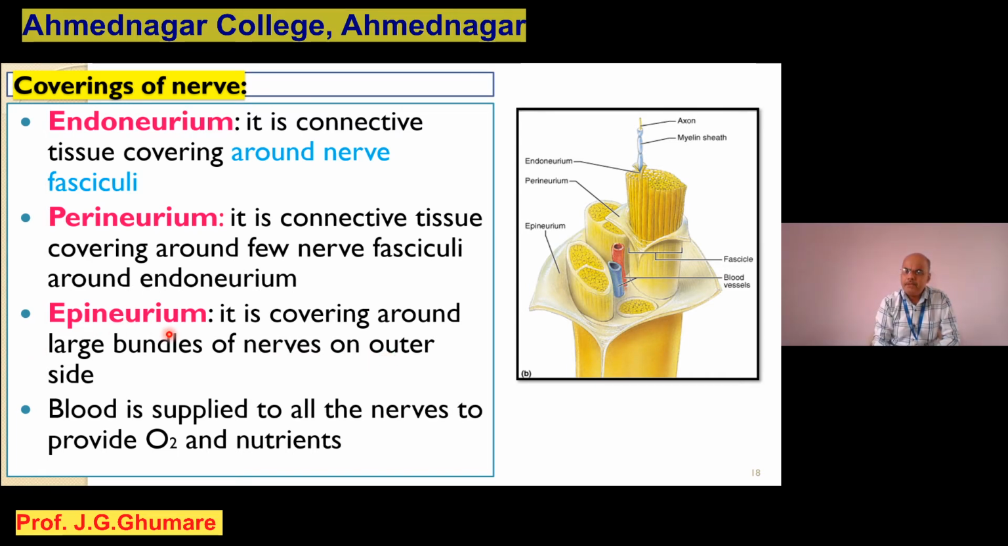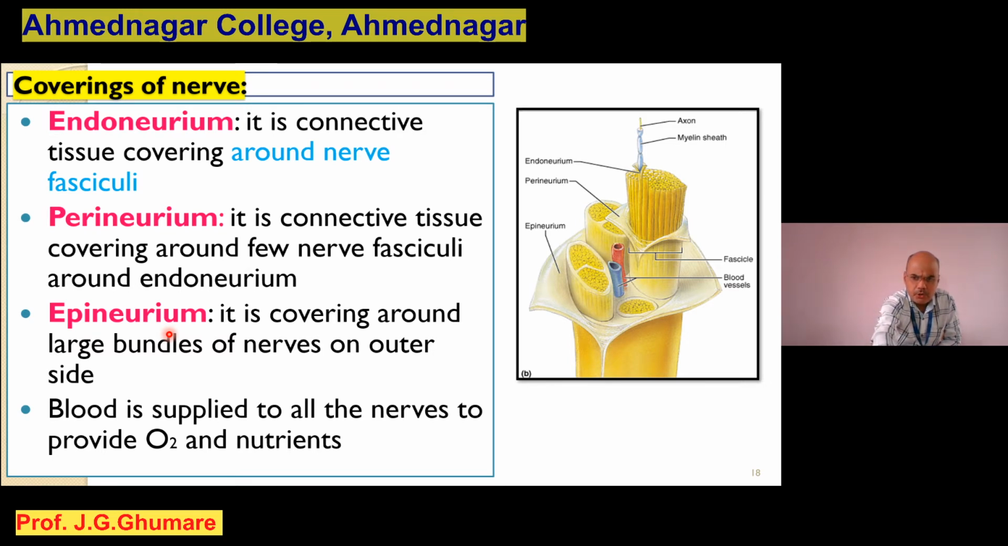This is called an epineurium. So remember, we'll have three coverings here. Close to the axon myelin sheath will have endoneurium. Many fasciculi, one fasciculus will have perineurium. Many fasciculi will have a total covering called an epineurium.